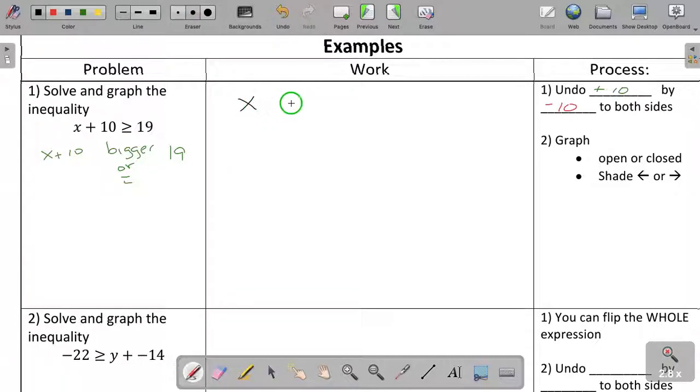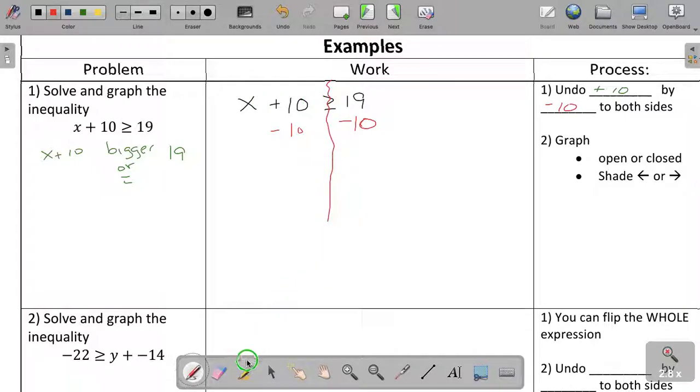So I've got x plus 10 greater than or equal to 19, and we want to subtract 10 from both sides. We want to undo plus 10. So to undo plus 10, we're going to subtract 10, and I can do that from both sides. My pen's being kind of a bugger here. We can draw that line just like Miss Morrell does the whole time.